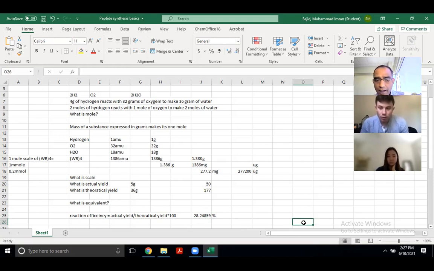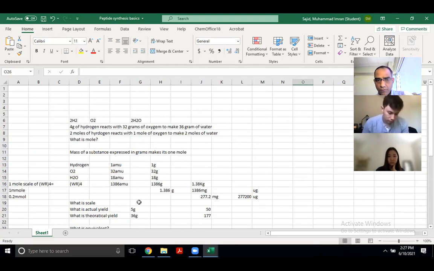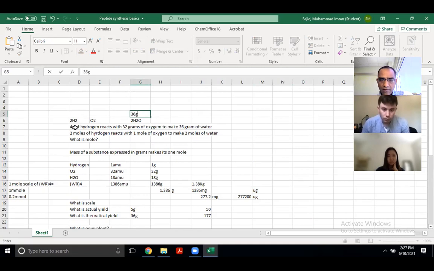Usually it happens. But in order to avoid this, what do we actually do? We increase the reactants. For example, if I want to get 36 gram of water, then I will not use 4 gram. Rather, I will use 16 gram of hydrogen, and I will use maybe 32 into 4, 128 gram of oxygen, and then I will be able to get 36 gram.